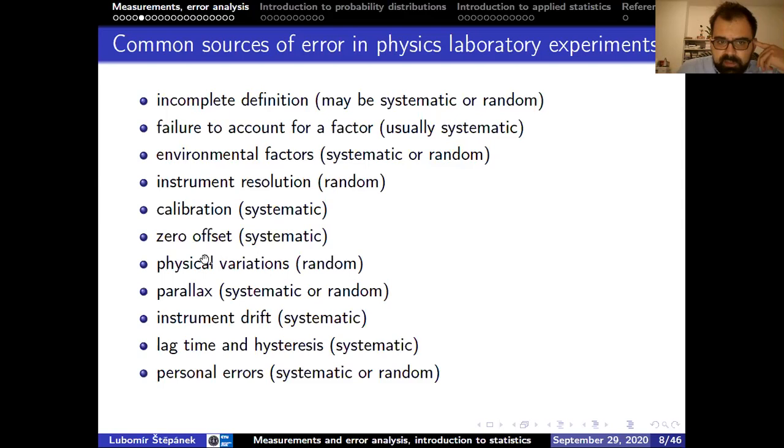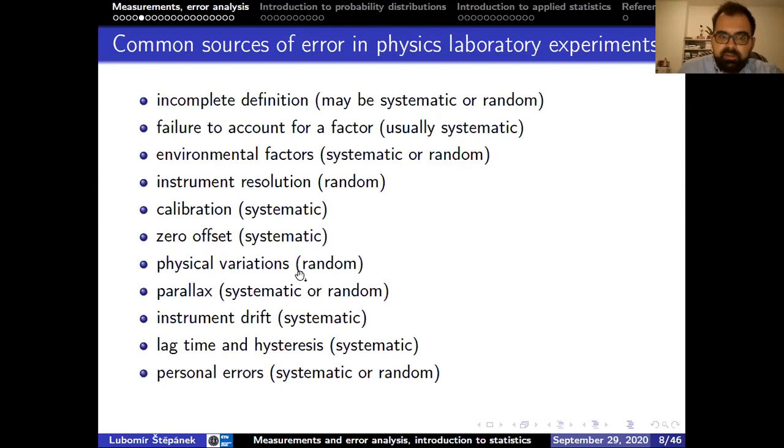Physical variations are a usual source of random error. It means that you repeat your measurement, for example, each Monday, let's say, and there are changing physical conditions in your laboratory. It could happen. Then they are random influencing factors.